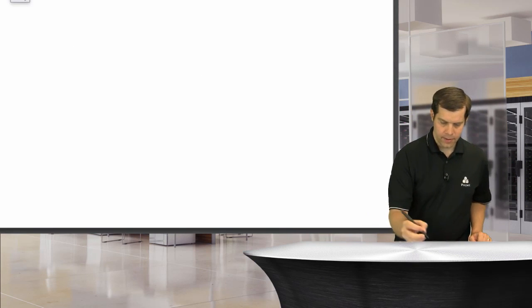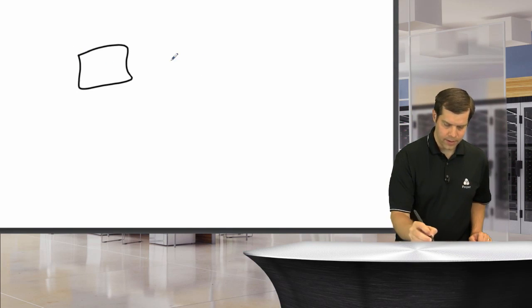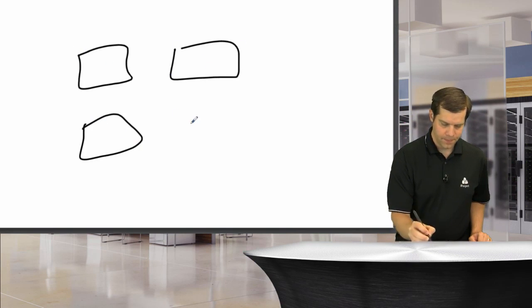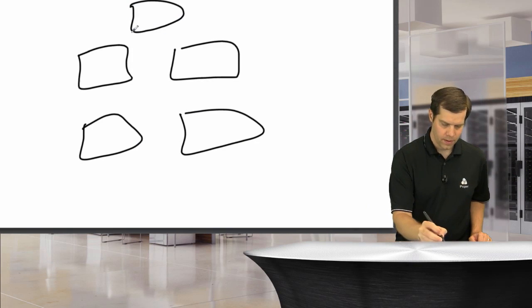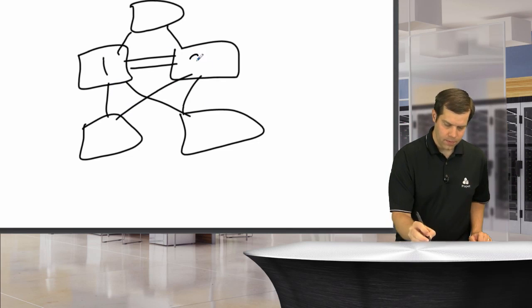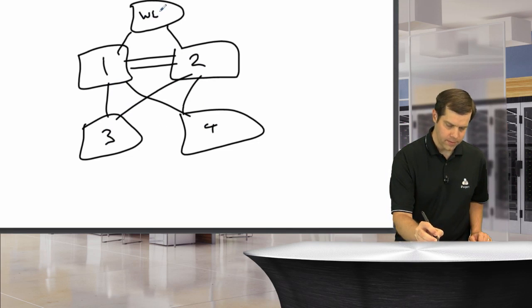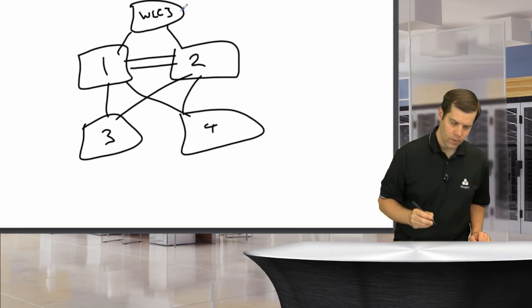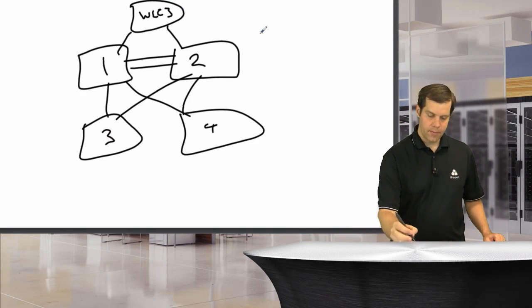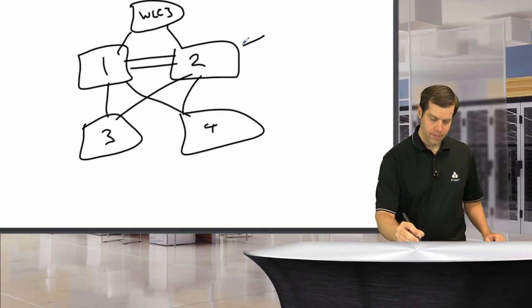So let's look at a cut down version of our topology here, something I can draw over and not worry about. Okay, so we have switch 1, 2, 3, 4, and this is WLC 3. Let's say that we want to make switch 2 our root.